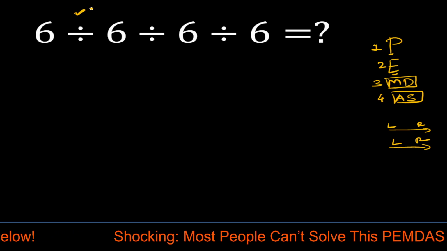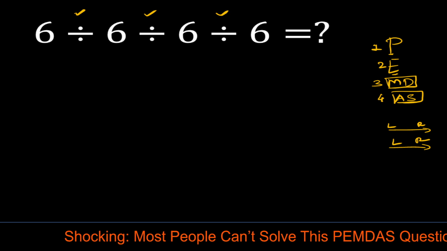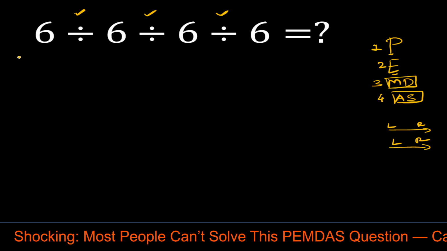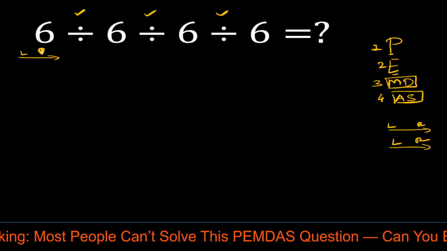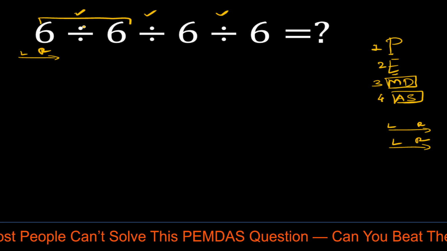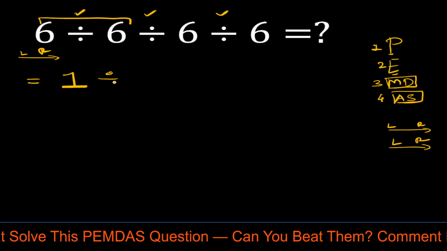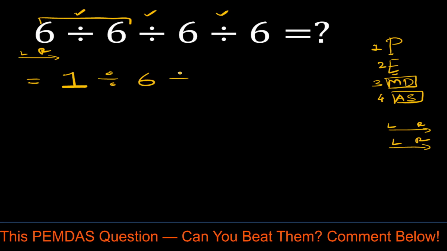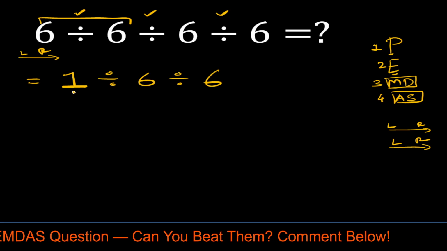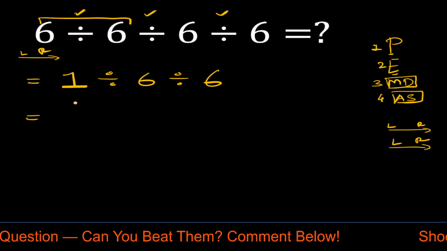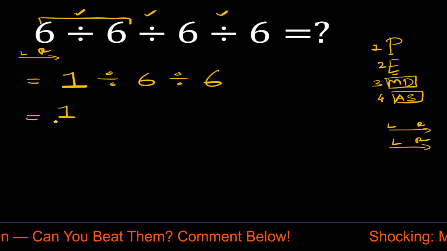In this question, here we have one division, here division, and here division. And all have equal priority, so we have to solve it from left to right. So first we have to solve this division, right? So 6 divided by 6 is equal to 1. Divide 6, divide 6, right? Now 1 divided by 6 can be written as 1 upon 6.